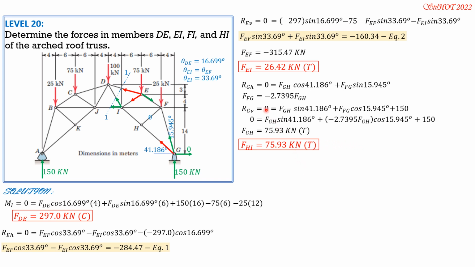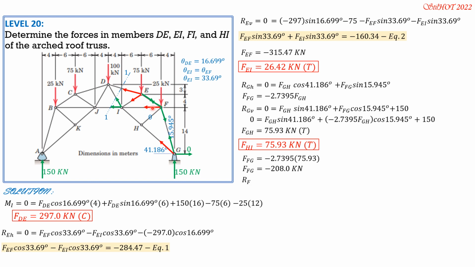Then the value of FFG, because we need that, we isolate joint F to solve for FFI. So FFG is negative 2.7395 of 75.93. So FFG is compression, or negative 208.0 kilonewtons. Finally, we isolate joint F. Let's draw the figure, FBD. So this is FFI required, and this FFG is also known, downward. And take note, the angles are already found. FEF is also found, negative 315.47.